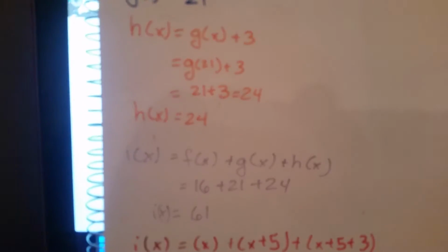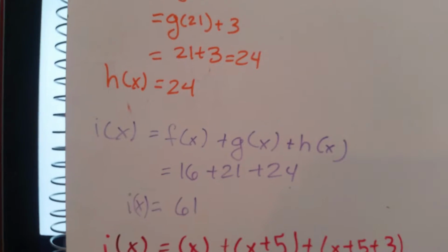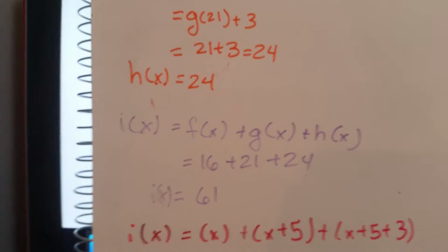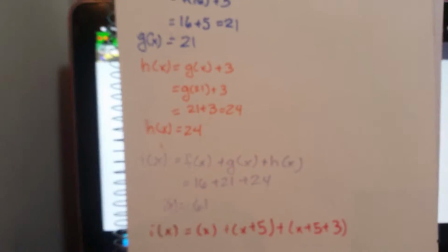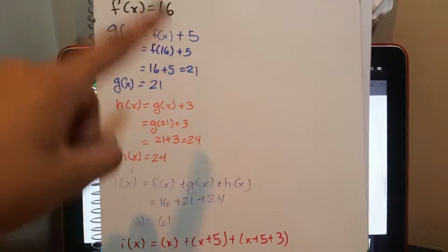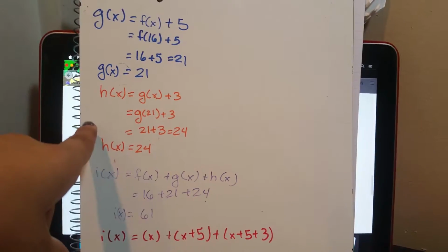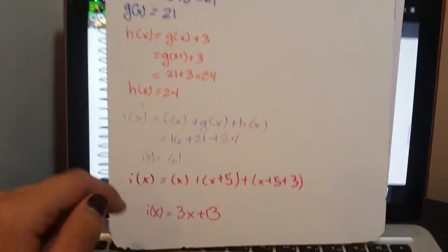Now let's add another one. I of x equals f of x plus g of x plus h of x. So we have all of those answers. F of x is 16. G of x is 21. H of x is 24. So now we're just adding them all. So i of x equals 61.